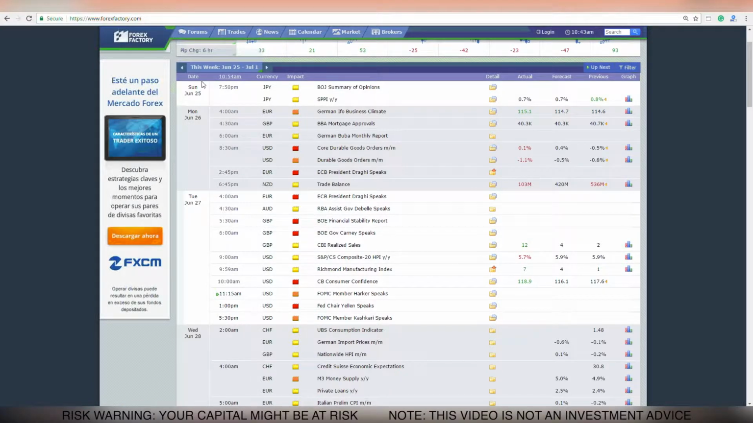It all starts with the date. So this week started with Sunday 25th of June. You have the time when the news is released. You have this small green arrow that tells you all the time where you are with the current economic releases, and then you have the currency pair, the currency that is affected by the economic news, and of course, as I mentioned earlier, the time.